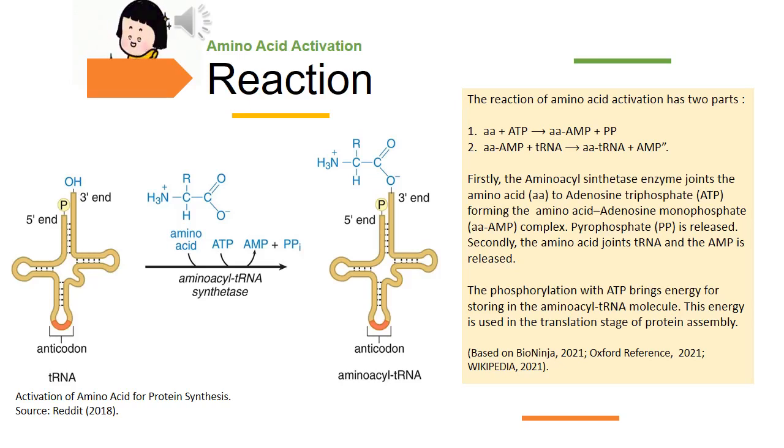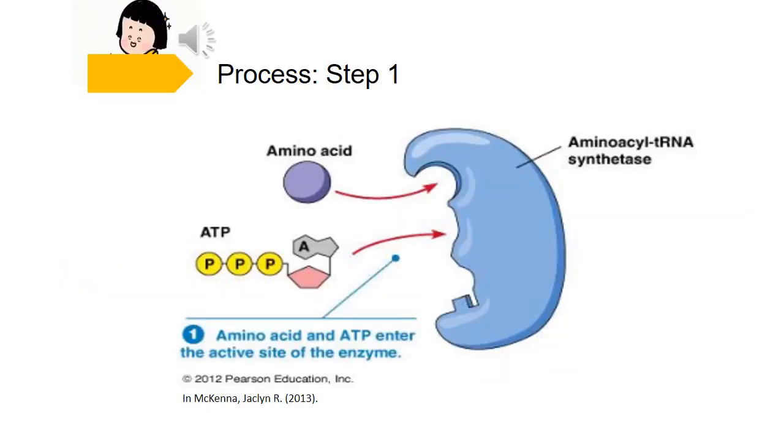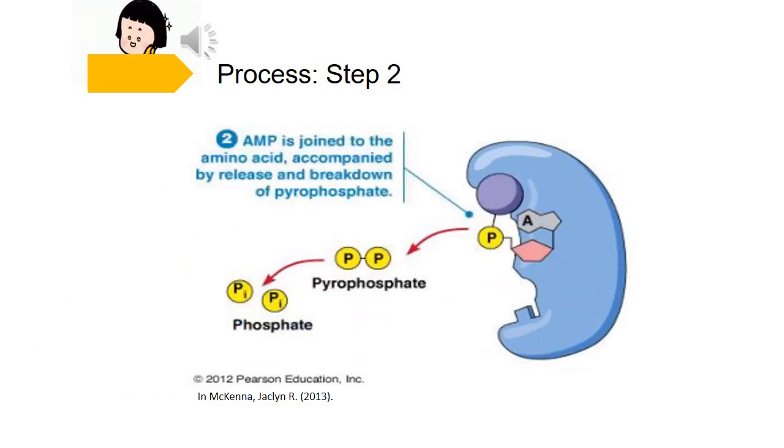The phosphorylation with ATP brings energy for storing in the amino acid tRNA molecule. This energy is used in the translation stage of protein assembly. Process. Step 1. Amino acid and ATP enter the active site of the enzyme.